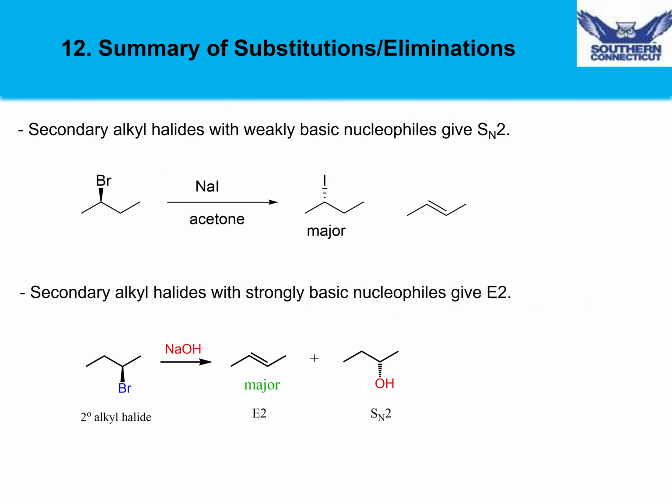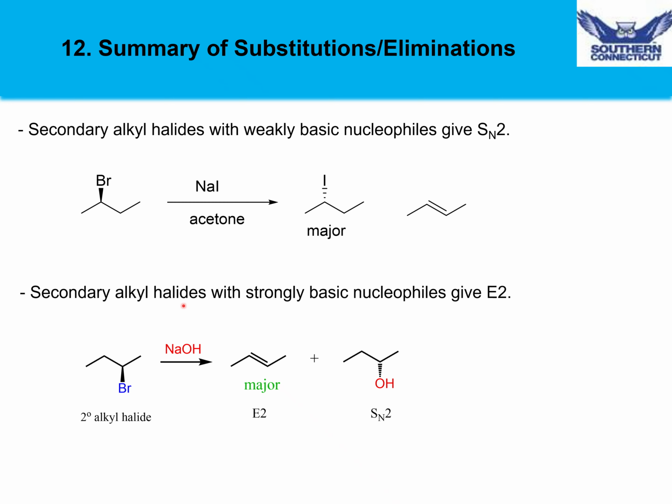With secondary alkyl halides, again, it depends on what the nucleophile is. If we have a weakly basic nucleophile, such as iodide or one of the other halogens, you're going to get primarily substitution. Since it's an SN2 mechanism, the halogen will be on the opposite side in the product as the original bromide.